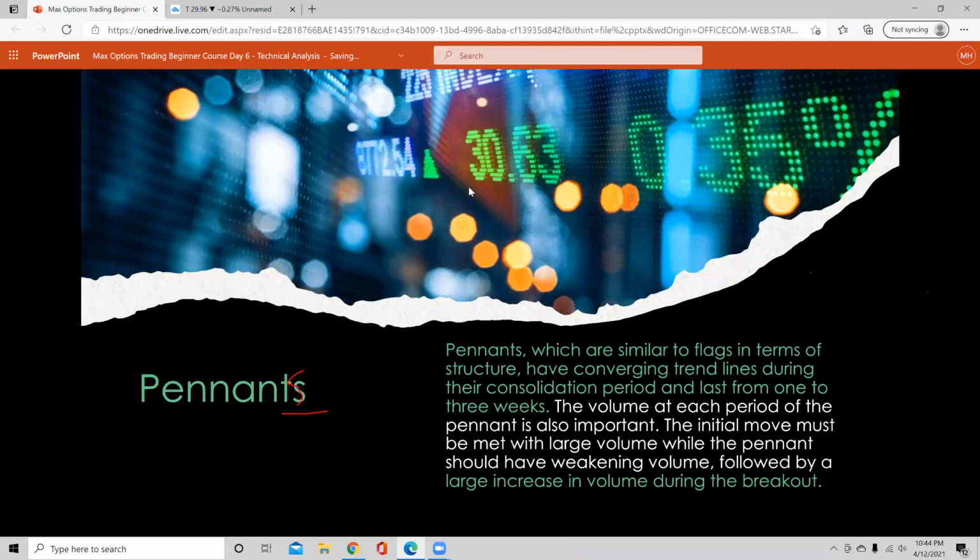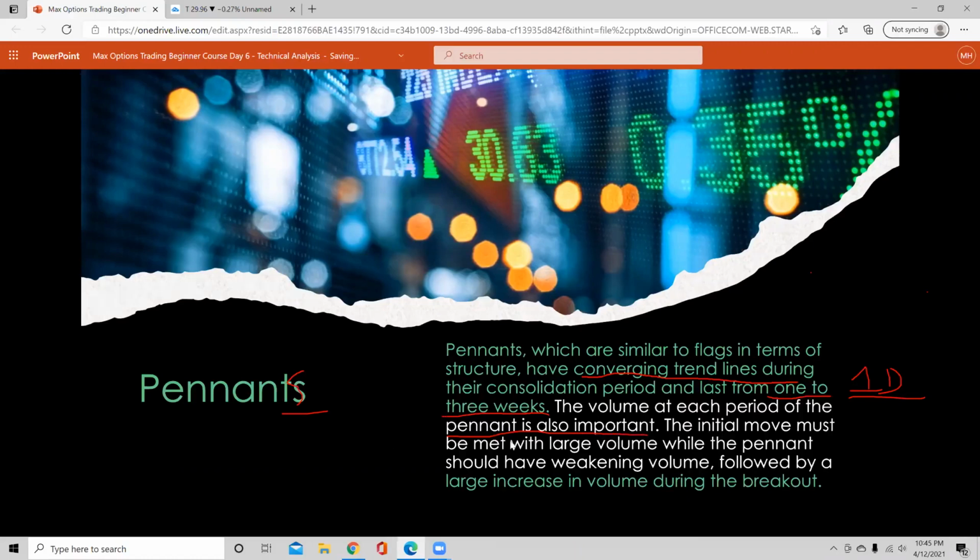All right, focus. Pennants, which are similar to flags in terms of structure, have converging trend lines during their consolidation period and last from 1 to 3 weeks. All right, think about that. From 1 to 3 weeks. So we're most likely going to be looking at the daily chart for this kind of pattern, right? The volume at each period of the pennant is also important. This is what separates pennants from triangles and flags.